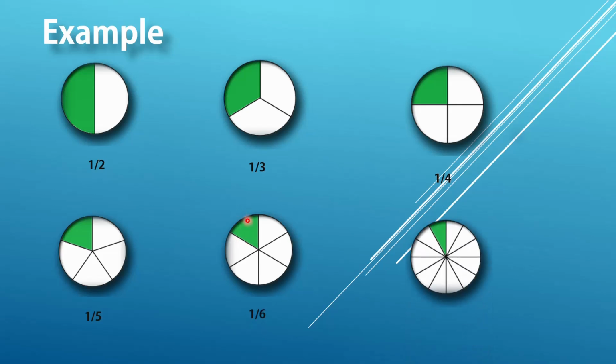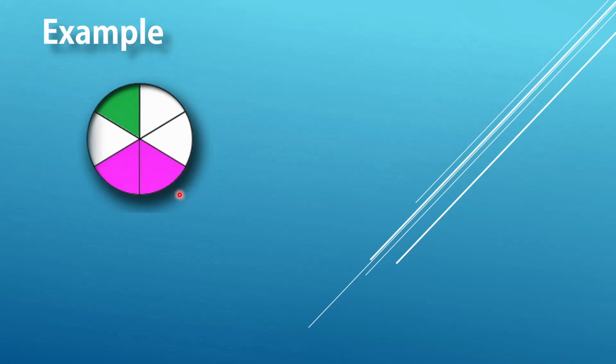In the same way, here how many pieces do we have? 1 2 3 4 5 6 7 8 9 10 11 12. So 12 pieces we have for the pizza, and I have taken one piece, so it is 1 by 12. In this way we can check the fraction and how to write it. Now let's take another example of how we can denote it. Here how many pieces do we have? 1 2 3 4 5 6, so 6 pieces of that pizza.